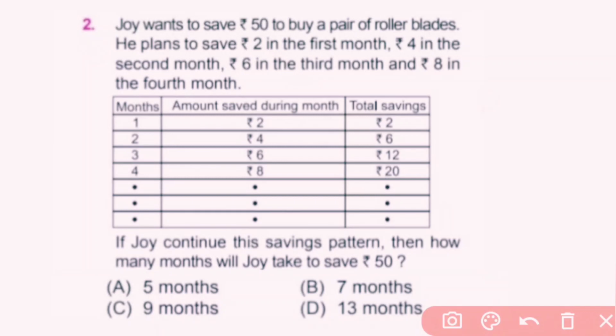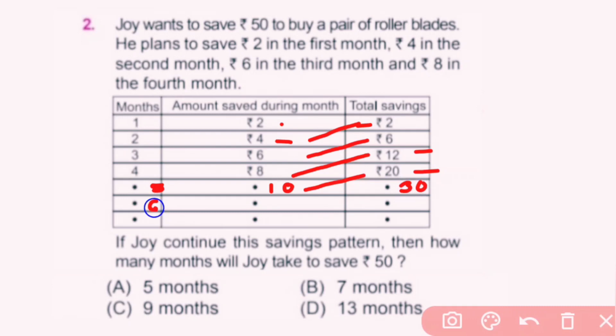So here in first month he saved 2 rupees, his saving is 2 rupees. Second month he saved 4 rupees and 4 plus 2, he saved 6 rupees. In third month he saved 6 rupees and saving 6 plus 6, 12. In fourth month he saved 8 rupees and 8 plus 12, 20. In fifth month he saved 10 rupees and his saving will be 10 plus 20, 30 rupees.